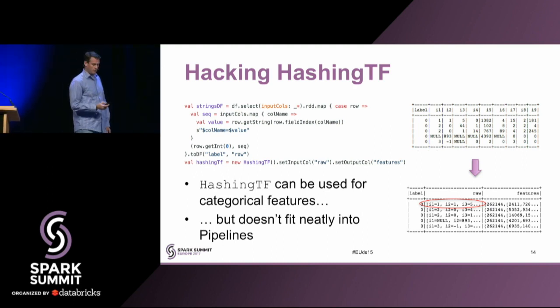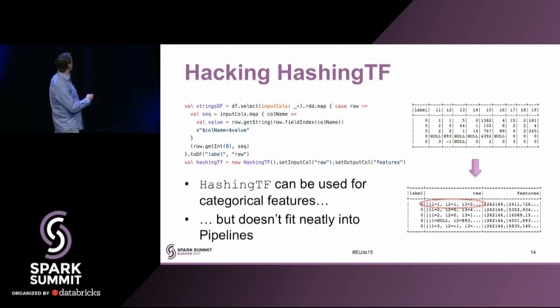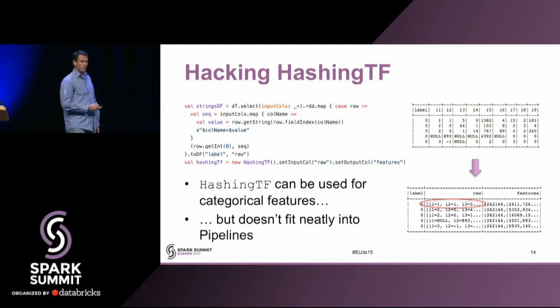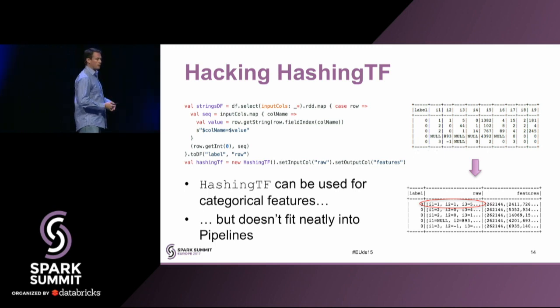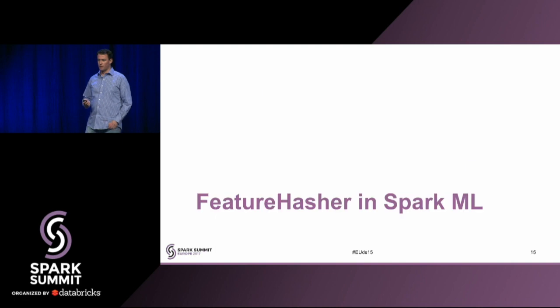So that's great. We've solved part of the problem, but clearly this operation here doesn't fit nicely into a pipeline. We lose all the benefits of using Spark ML pipelines, cross-validation, and so on. So we'd like something a little bit better than that.